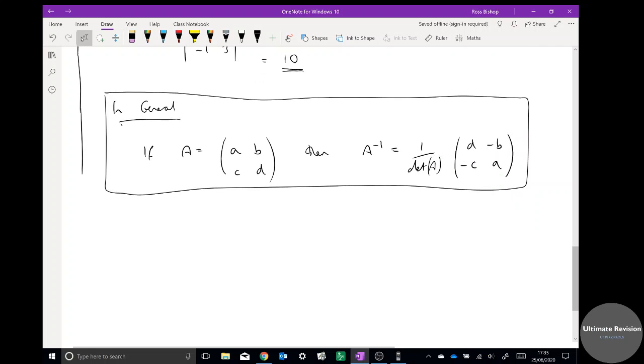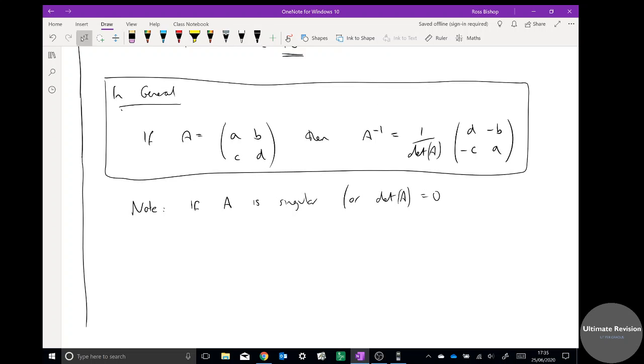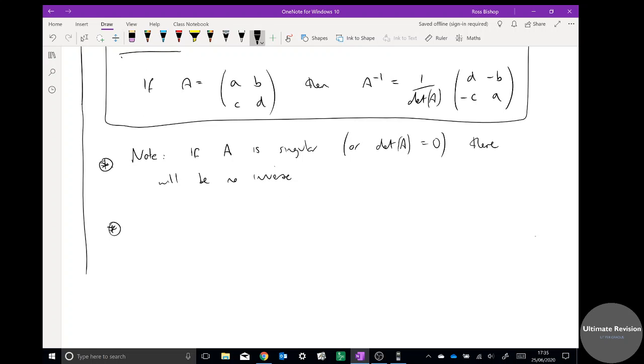Again, with algebra, you will need to know how to do it longhand as well. Now note, if matrix A is singular, in other words, det A is equal to 0, there will be no inverse because you can't obviously divide by 0. So that is something to note. If you work out the determinant and it's 0, then you won't be able to find the inverse of that matrix.